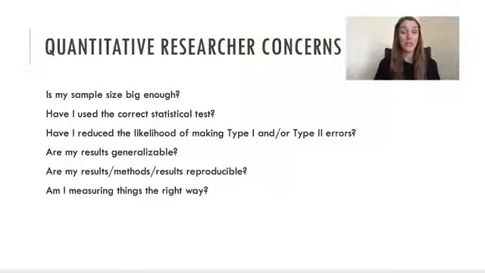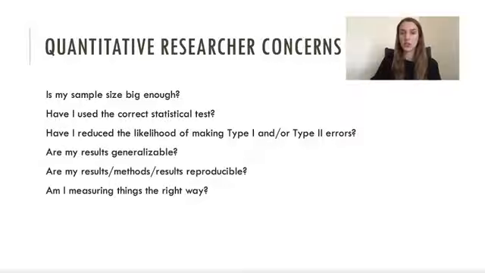Maybe it was a type 1 error when we detected a relationship that wasn't actually there. So we can fight this by reproducing the studies, right? Doing it again and again and again to see if we have some consistency. And then, am I measuring things the right way? All right, that's back to validity. Are we accurately getting at the concept or measure that we say we're measuring? Sometimes it's not as simple as it seems.